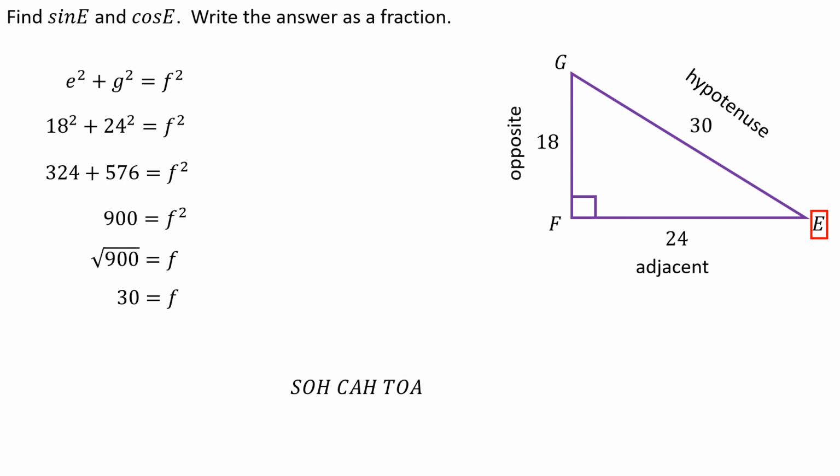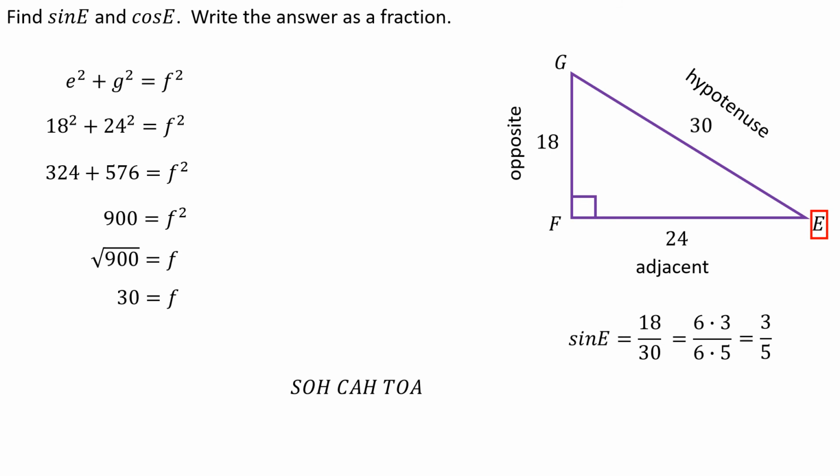Now, SOHCAHTOA reminds me that sine is opposite over hypotenuse. So sine of angle E is going to be 18 over 30. That's opposite over hypotenuse. And of course, I can reduce that fraction to 3/5. But I'm just going to leave it as 3/5, right? If the directions say leave it as a fraction, leave it as a fraction.